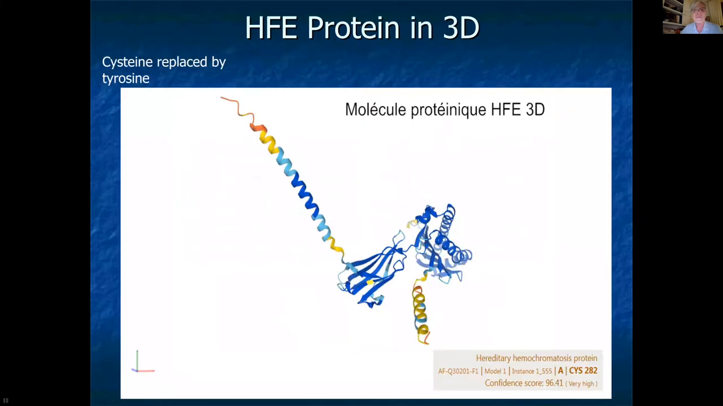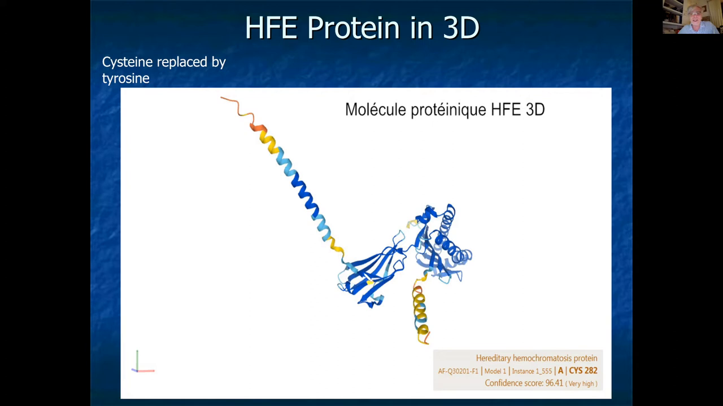So I told you also that the property of a protein comes from its 3D dimension. Here you have a representation of the HFE protein in 3D. You see the long string of 348 amino acids, which is folded up in a very complex way. But that complex configuration gives the property of the protein.